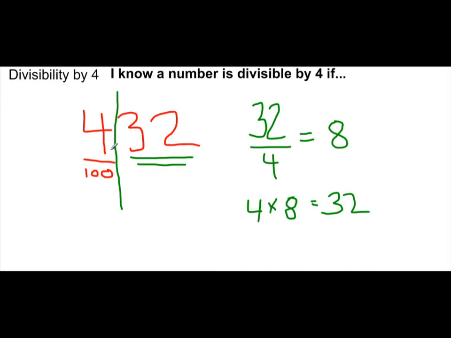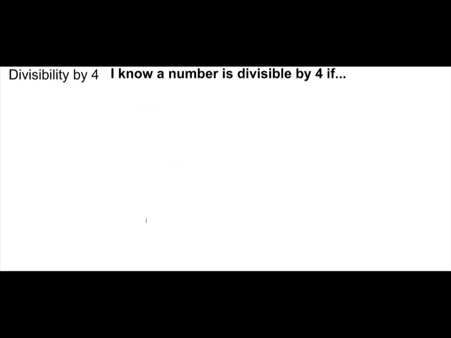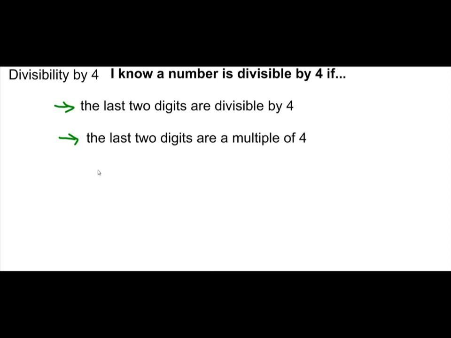So if the last 2 digits are divisible by 4, then the number is divisible by 4. And that's where we get the rule. So we can say, I know a number is divisible by 4 if the last 2 digits are divisible by 4. I can say that's true. Or I could say, saying the same thing, I know a number is divisible by 4 if the last 2 digits are a multiple of 4. And so that's how we get our divisibility rule for 4.